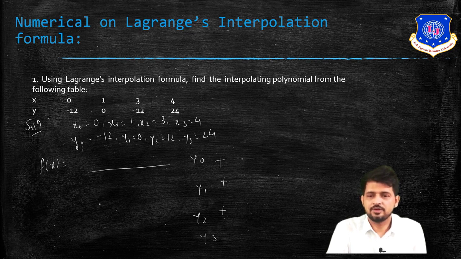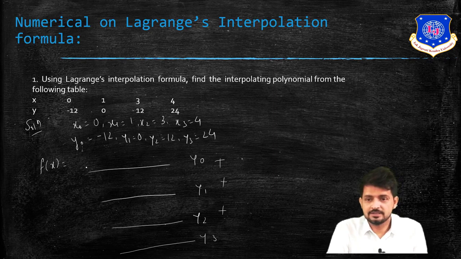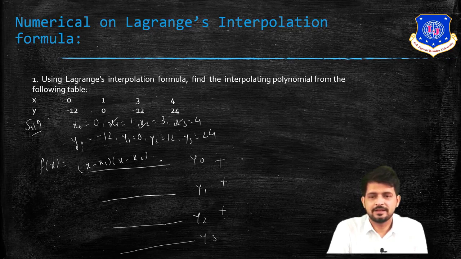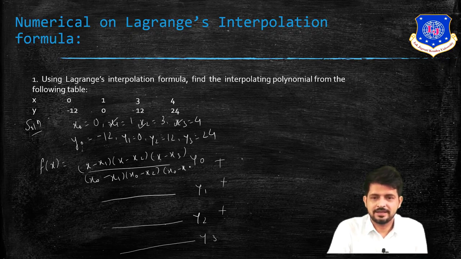Here the numerator and denominator will be there. First of all, we have to take the differences and we have to subtract the values of x1, x2 and x3 from x. So x minus x1, x minus x2, x minus x3 divided by, we have to subtract the same values from x0, because we are writing for y0. So x0 minus x1, x0 minus x2 and x0 minus x3.